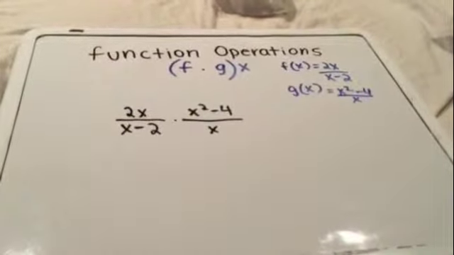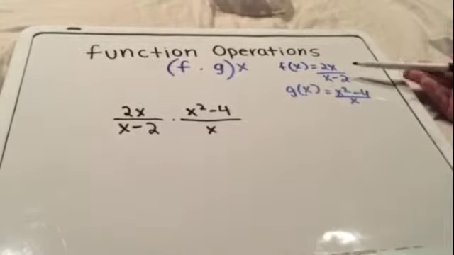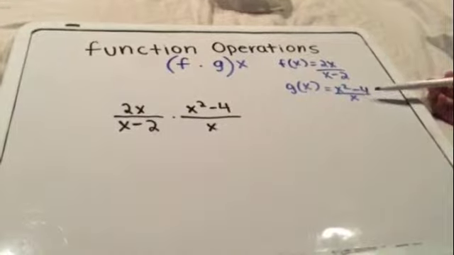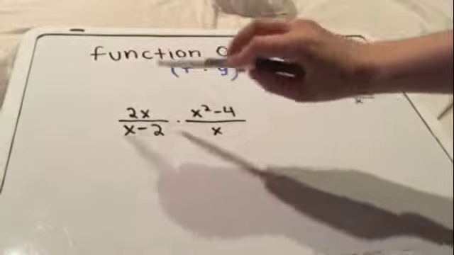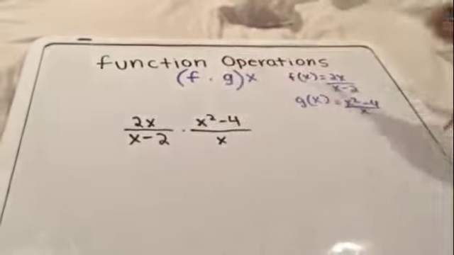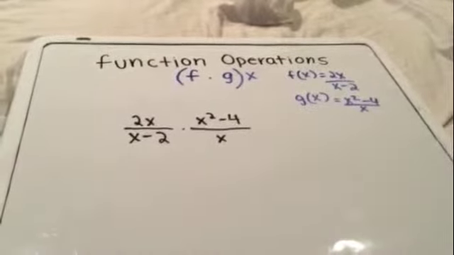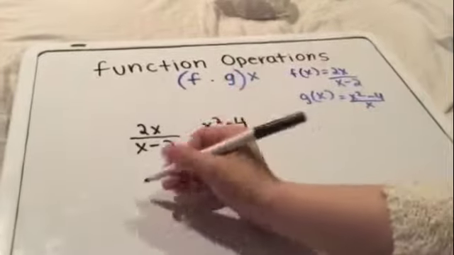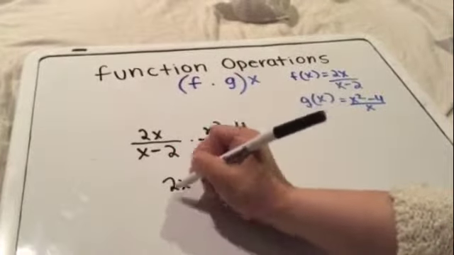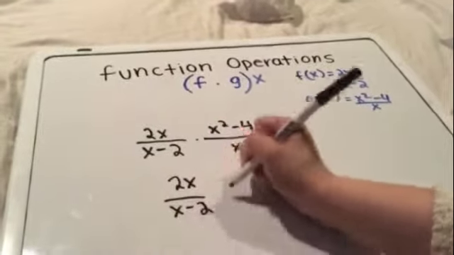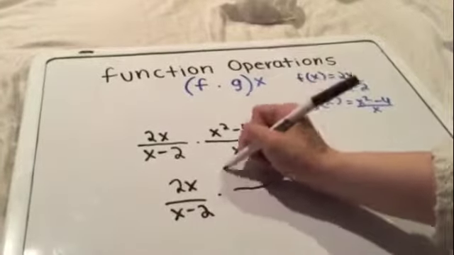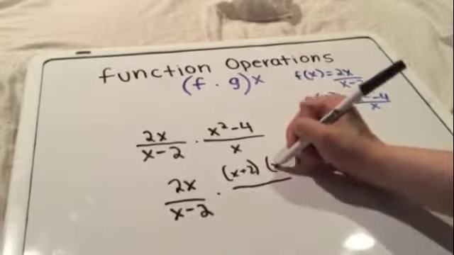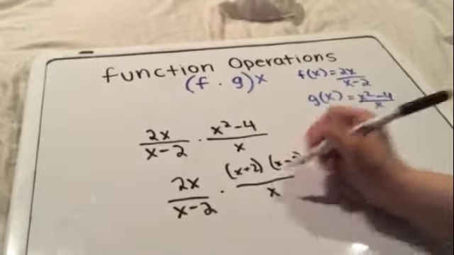Now we're going to do multiplication. f of x is equal to 2x over x minus 2, and g of x is equal to x squared minus 4 over x. We're going to multiply f times g. So we multiply f and g as given above. First, we're going to factor x squared minus 4. So we're going to get 2x over x minus 2, and then we know that this is going to equal x plus 2 and x minus 2 over x.